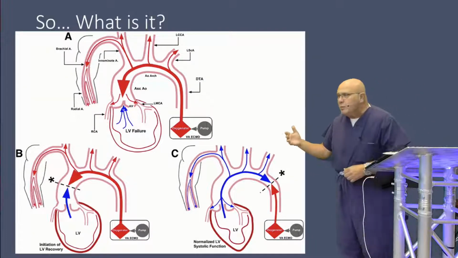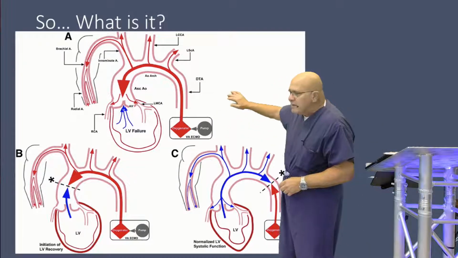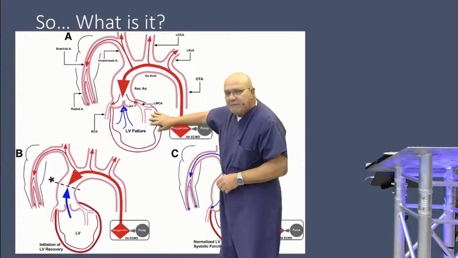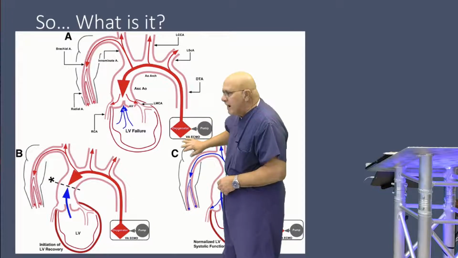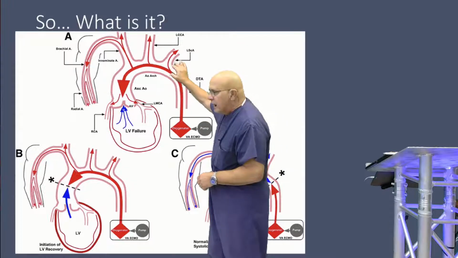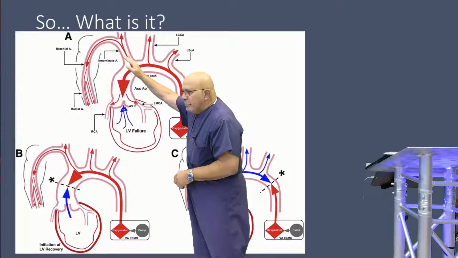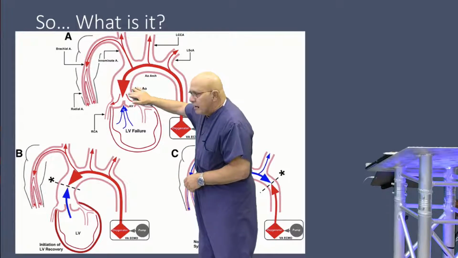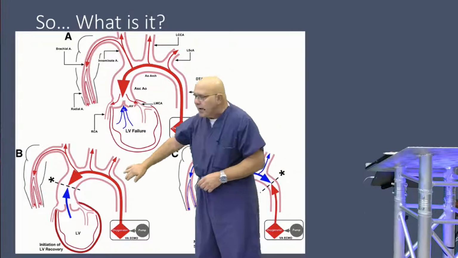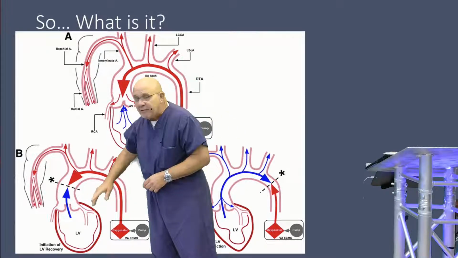So continuing with this discussion about the mixing cloud being able to move, in the scenario that you see here on top, you have complete LV failure. All of the ECMO blood coming from the femoral is on its way up. It's supplying the left subclavian, the left carotid, the innominate, right carotid, right subclavian, and coming down all the way to the coronary arteries.